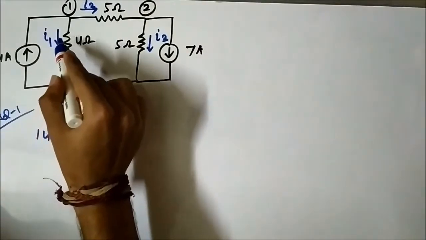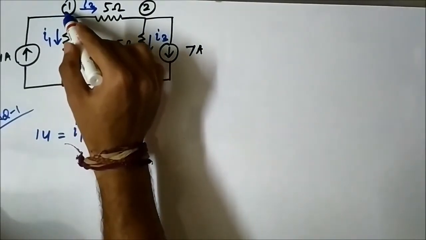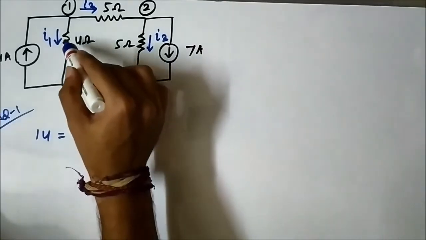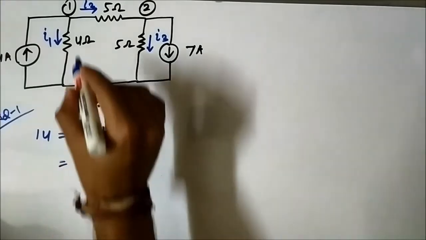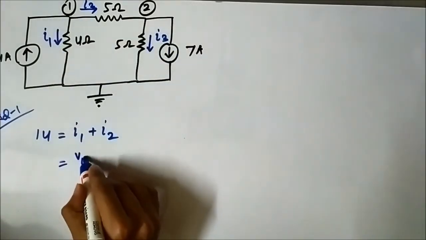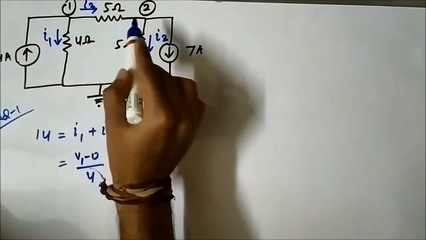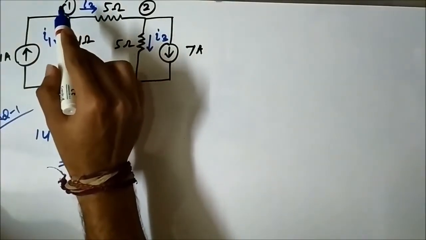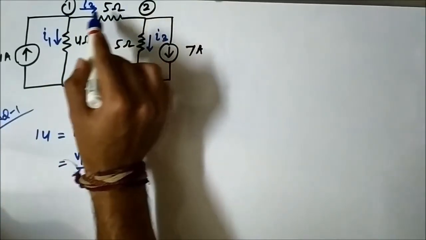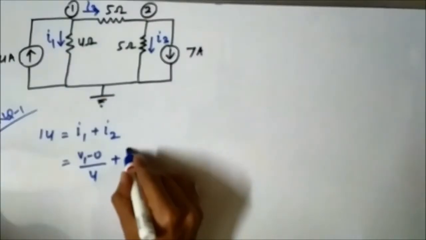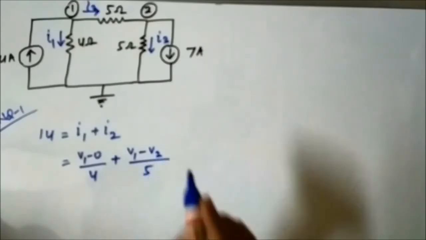The current I1 is flowing from node 1 to ground. So it will be voltage at node 1 minus voltage at ground divided by 4 ohm. We know voltage at ground is 0 volt. So it will be simply V1 minus 0 by 4. I2. The current I2 is flowing from node 1 to node 2. So it will be the voltage at node 1 minus voltage at node 2 divided by 5. V1 minus V2 by 5.